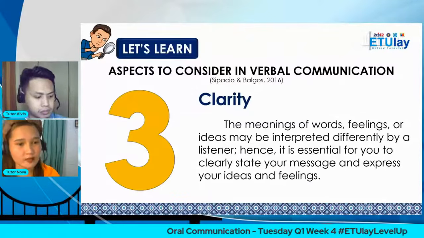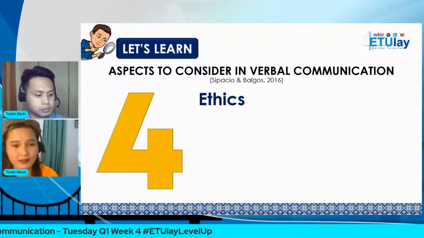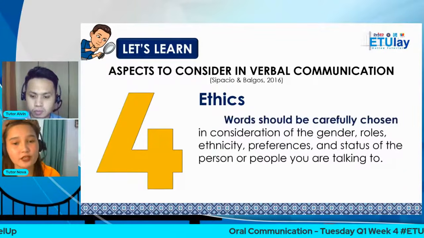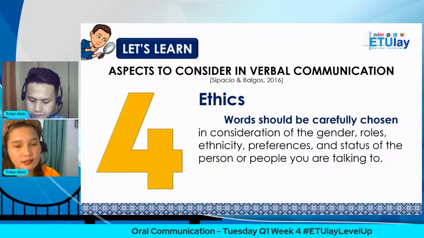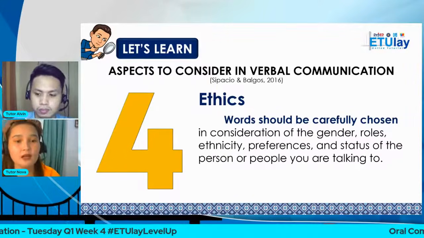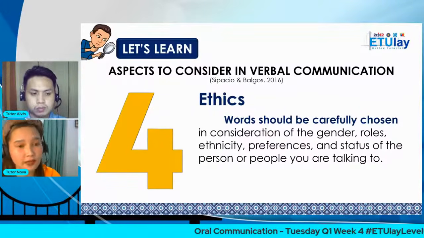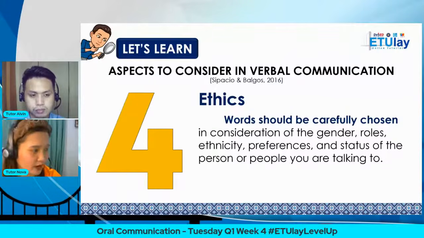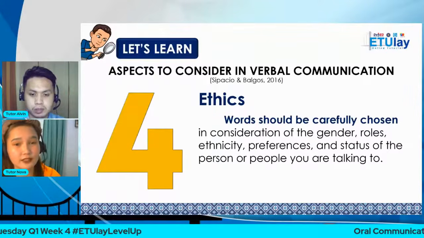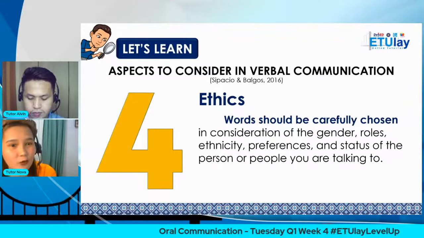Now let's go to the fourth one, Sir Alvin. The fourth aspect to consider is about ethics. So, for ethics, words should be carefully chosen in consideration of the gender, roles, ethnicity, preferences, and status of the person or people you are talking to. Like, say, for example, Sir Alvin, if you are invited to a Muslim activity and you need to deliver an inspirational message to them, but you yourself are against that certain culture that they have.